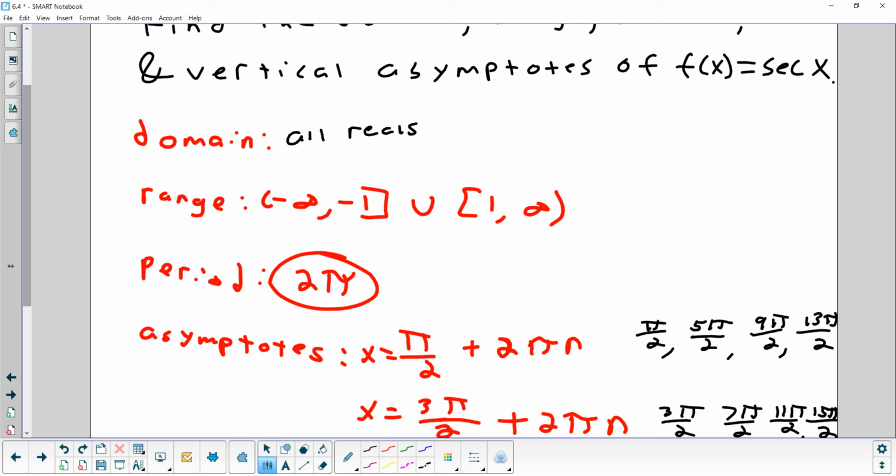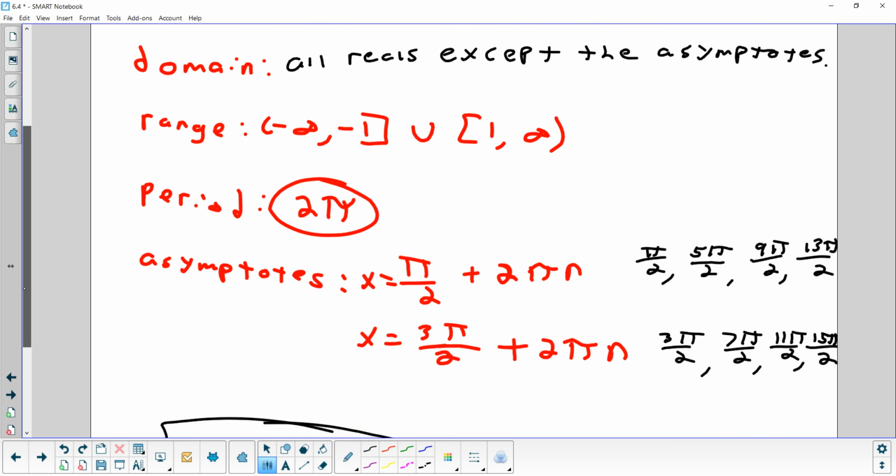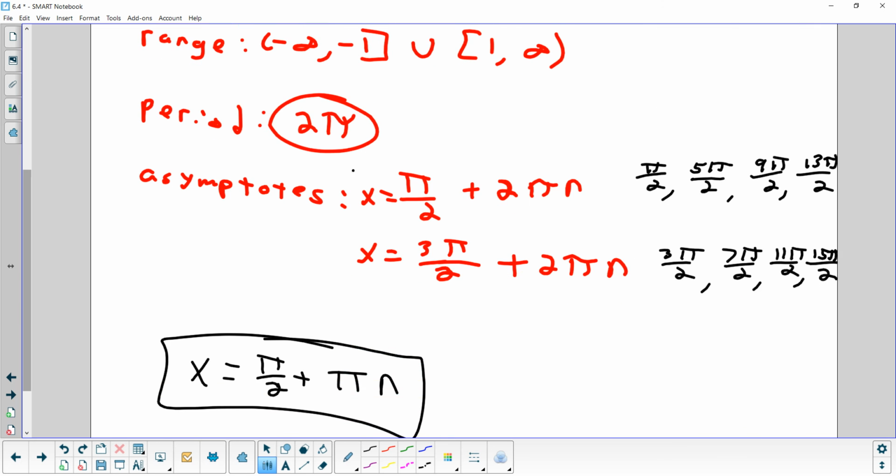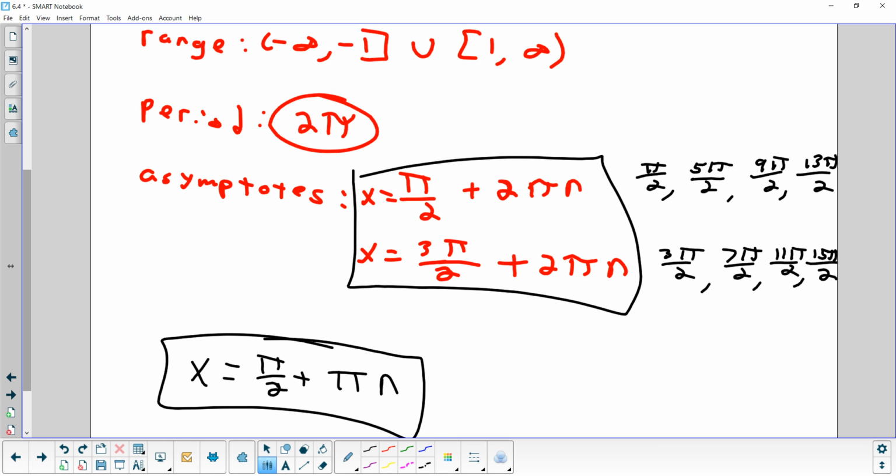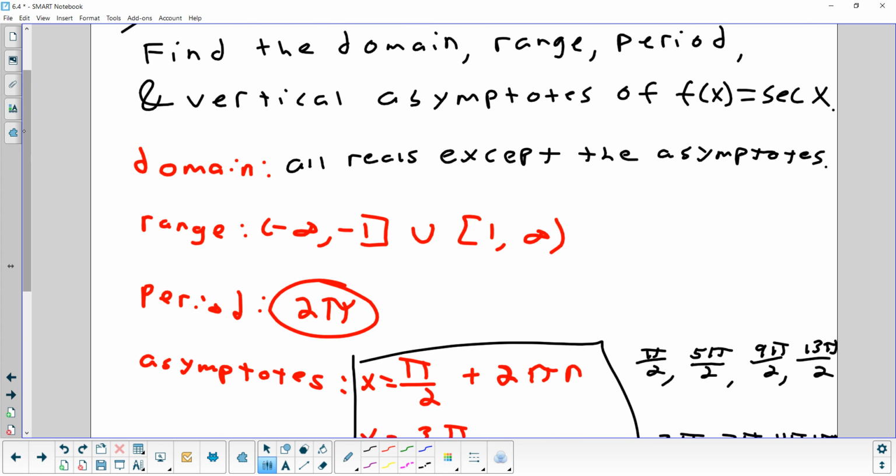All reals except the asymptotes. If you want it to be a little bit more formal, you could say all real numbers except numbers of the form, and then write these two equations down. All real numbers except numbers that fit this pattern, because if it fits this pattern, it's an asymptote. Any questions on that?